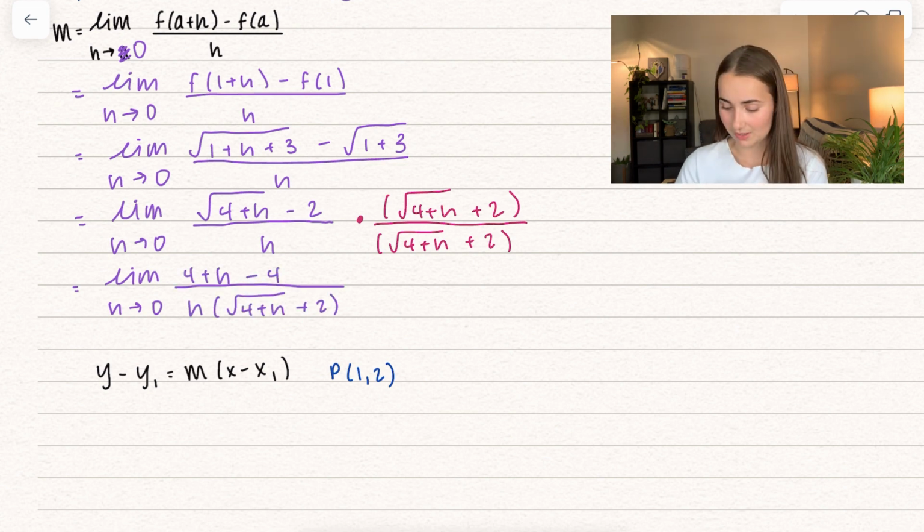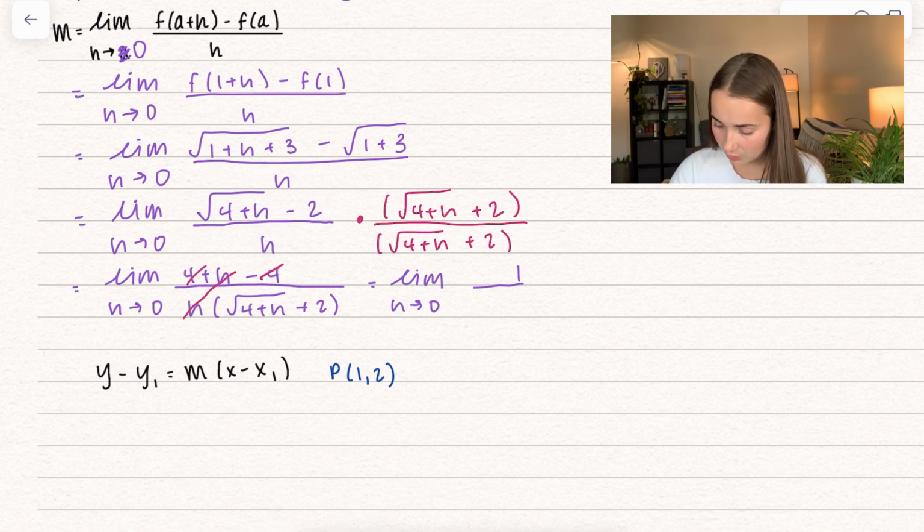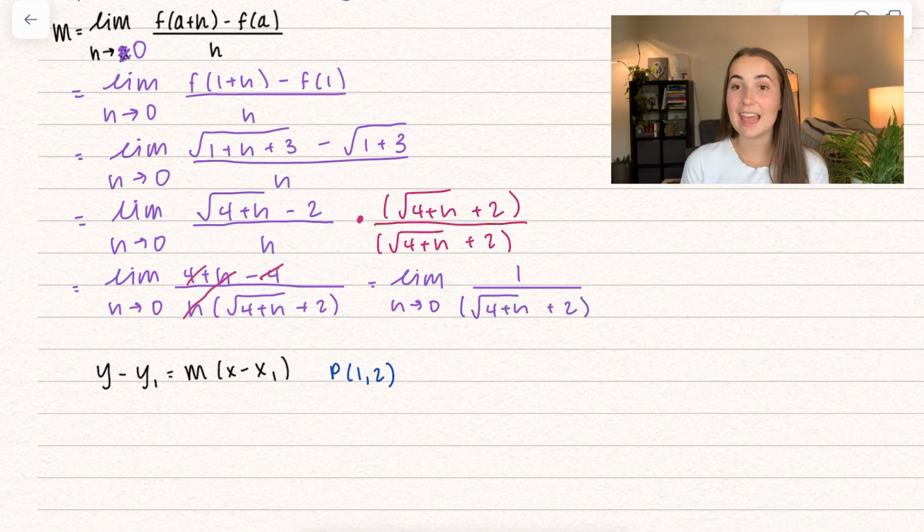So the point of doing this is so the 4's cancel here, and notice I'm left with just an h in the numerator. And that means that h can go ahead and divide out. So if I rewrite this, I get the limit as h approaches 0 of 1 in the numerator and that whole denominator. And now I can go ahead and plug in what h is equal to.